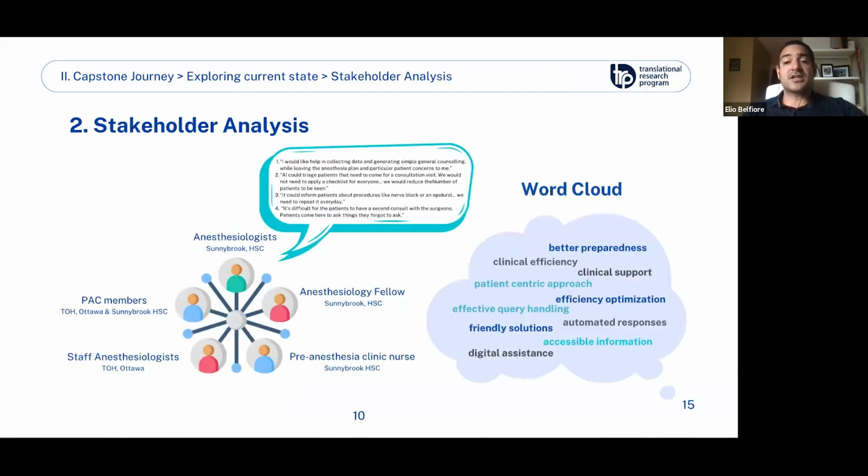For our second objective, we interviewed anesthesiologists and anesthesia nurses, and we discovered that patients often ask redundant and non-clinical questions, such as those related to procedure logistics and general concerns. While important, these questions could easily be answered through resource materials. One physician even suggested that an AI could triage these non-clinical questions, freeing up their time for more critical work.